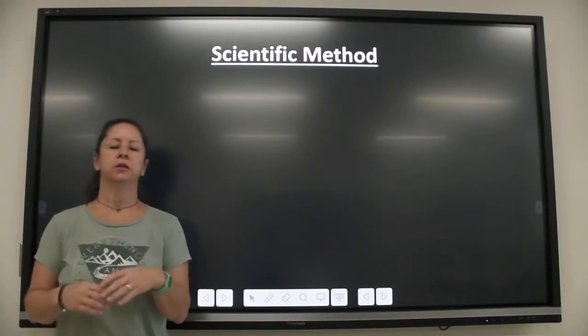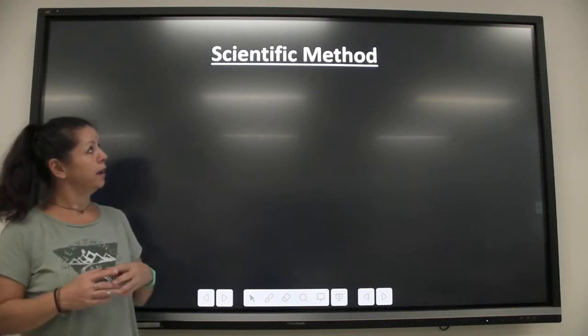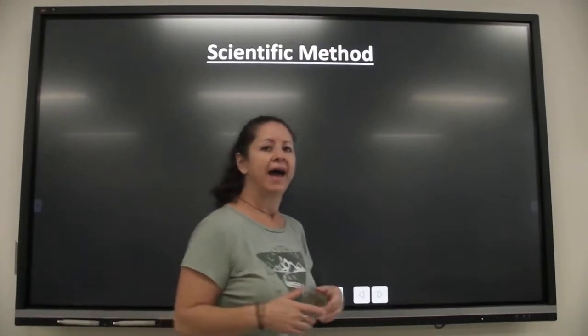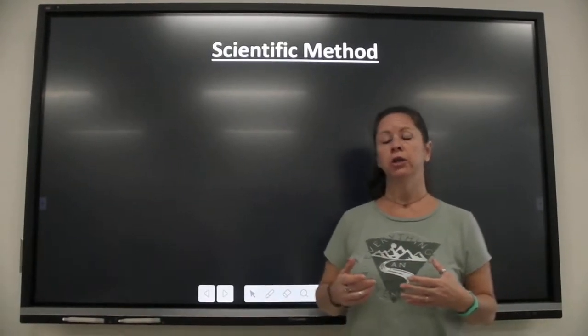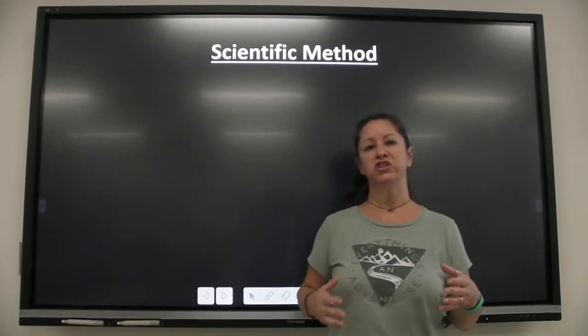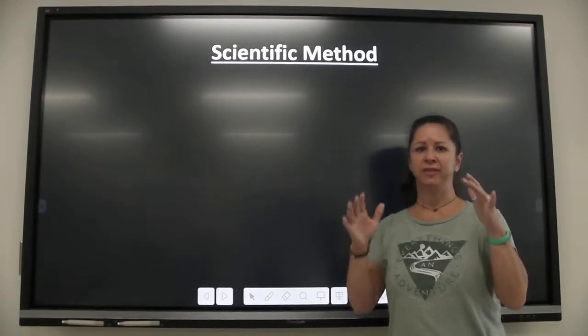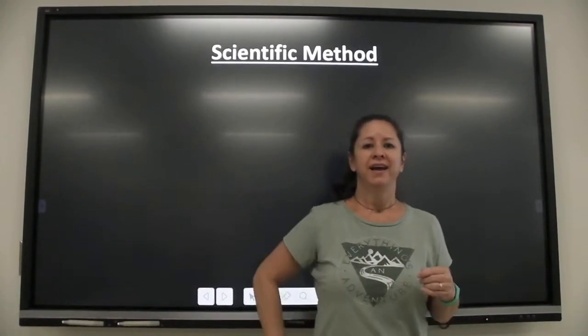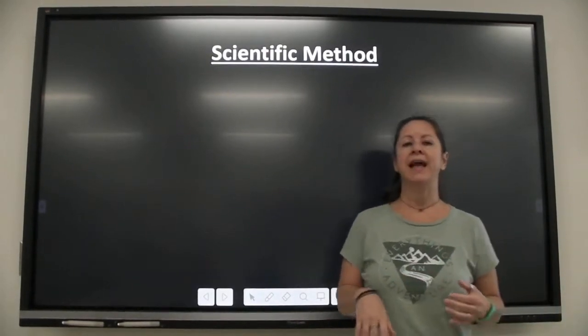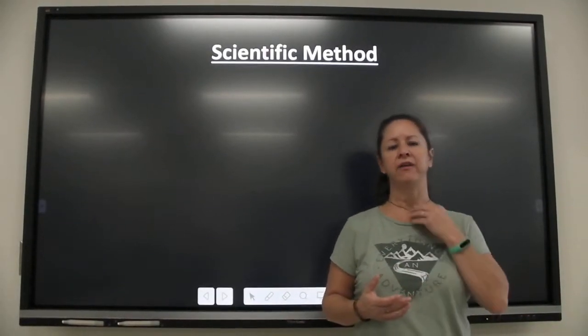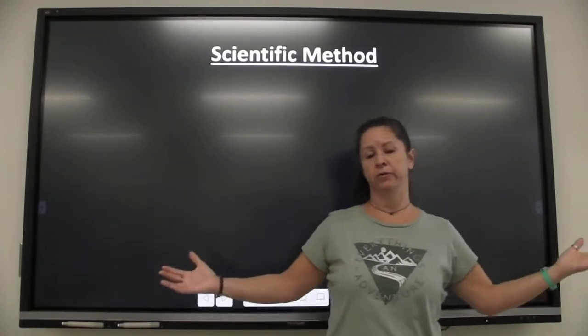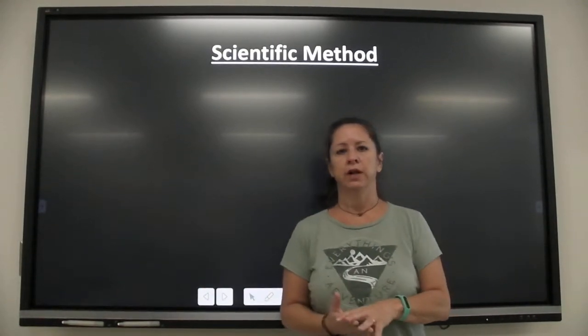So today we're going to start talking about how scientists learn about the things that they want to study. They will always follow the same method. It's a series of steps that scientists use to answer the questions they have and to learn new things about the world around us. And all scientists will use this.